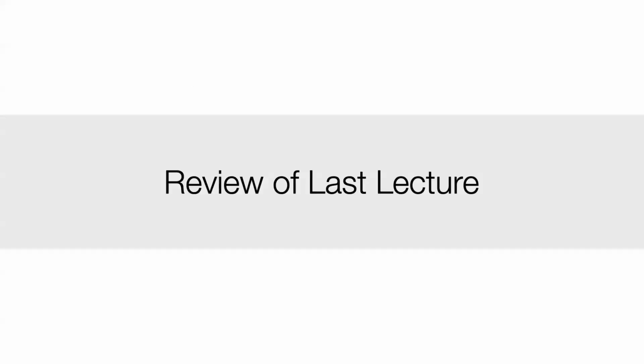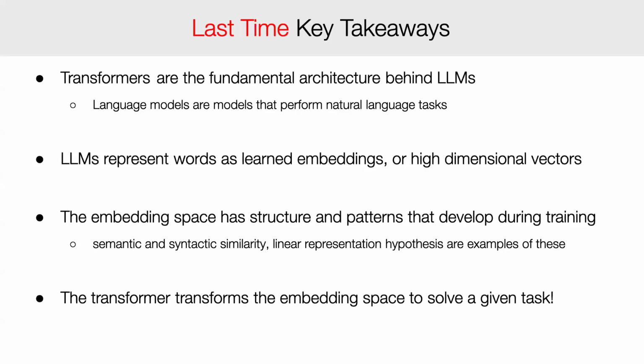All right, so first, let's review what we learned during last lecture. Transformers are the fundamental architecture behind large language models. Anything that you see online, GPT, Llama, BERT, these are all models that are built for understanding natural language tasks. That's what an LLM is. And the whole point is that we represent these words as higher dimensional vectors. Last time we talked about how these vectors were the embeddings for the word. The embedding space is basically the structure of all the different embeddings the model learns at any given time, and it has structures and patterns that develop while the model trains.